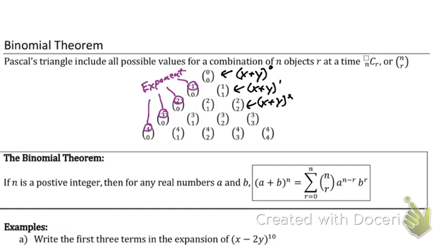So if I have x plus y to the 4th, I know I'm going to use 4 choose 0, 4 choose 1, 4 choose 2, 4 choose 3, 4 choose 4 to work my way down. If I was to the 10th power, I know every single coefficient. Your first coefficient is 10 choose 0. Then it's 10 choose 1, 10 choose 2, 10 choose 3, 10 choose 4, and so on.